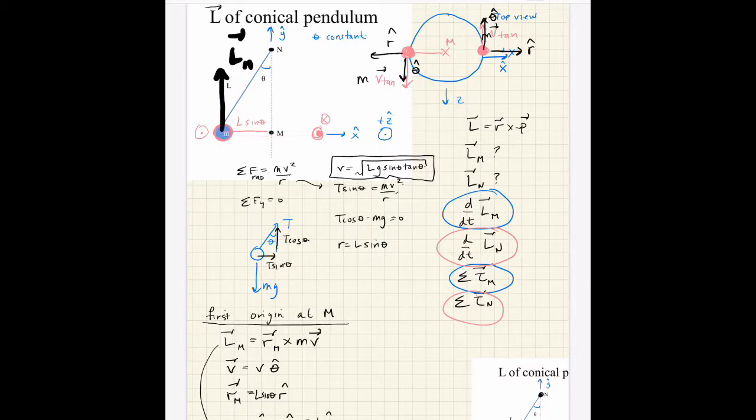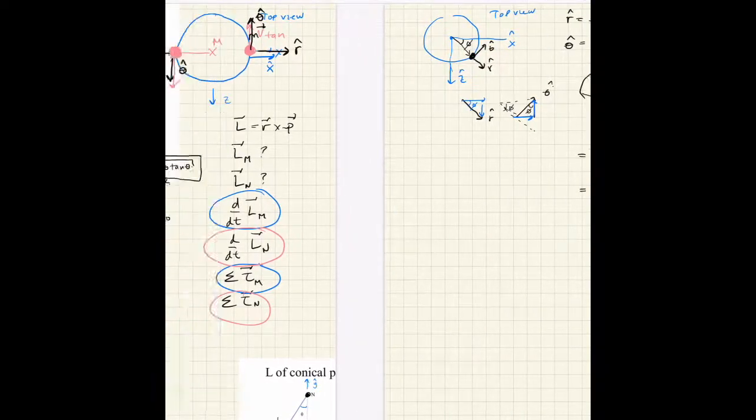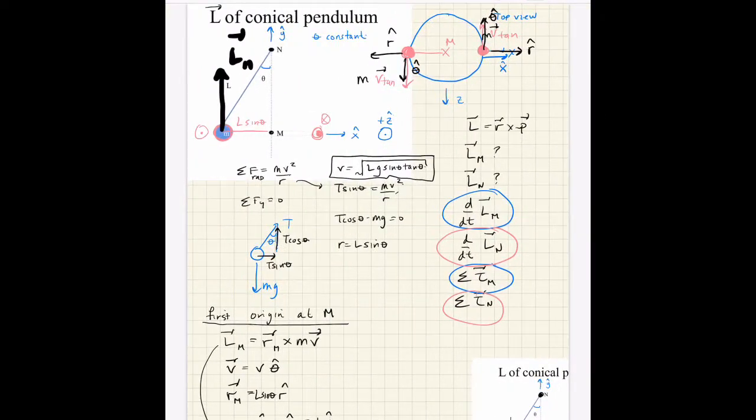Always constant, always pointing upward. That's what the angular momentum vector looks like. It doesn't change in time because, again, V is a constant. And I do have the luxury now of plugging V in here.